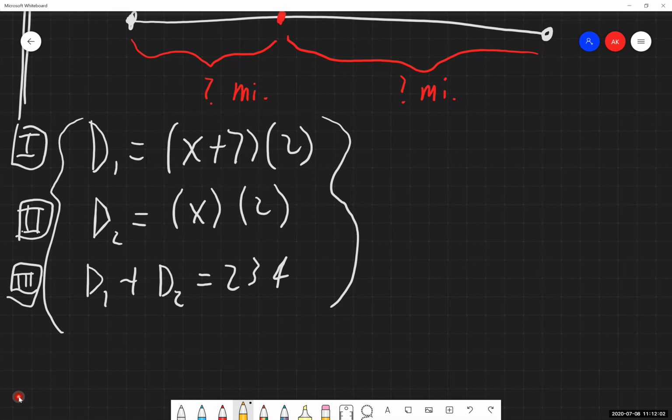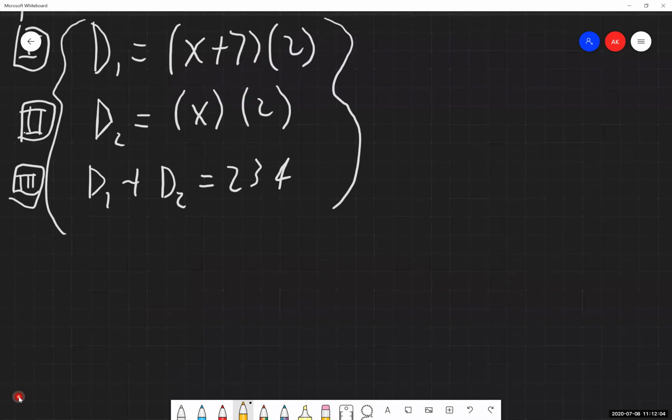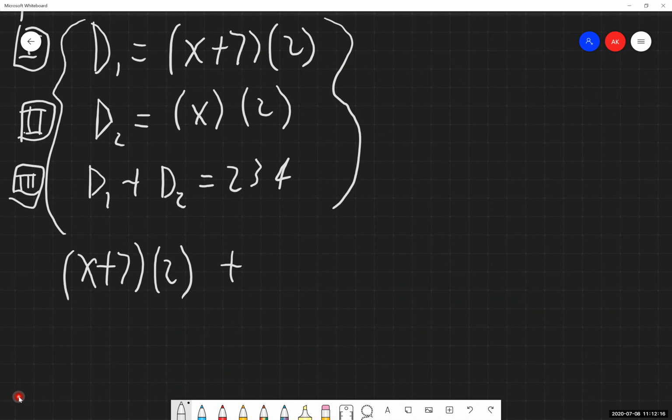So that's exactly what we are going to do. Instead of having d sub 1 plus d sub 2 is equal to 234, I'm going to put the distance that Dwight traveled plus the distance that Mose traveled is equal to the total distance in between the two.